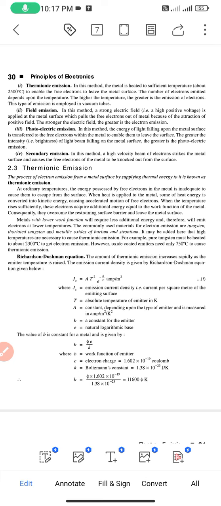And the last method is secondary emission. In this method, a high velocity beam of electrons strikes the metal surface and causes the free electrons of the metal to be knocked out from the surface.